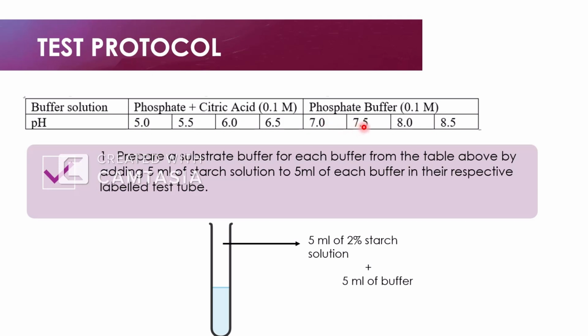For test tube 6, we have 5 ml of 2% starch solution plus 5 ml of our 0.1 molar phosphate buffer of pH 7.5. For test tube 7, we have 5 ml of the 2% starch solution and 5 ml of our 0.1 molar phosphate buffer of pH 8.0. And for test tube 8, we have 5 ml of the 2% starch solution plus 5 ml of our 0.1 molar phosphate buffer of pH 8.5. What we have to note is that this diagram represents each of the test tubes containing our substrate, which is the 2% starch solution, and each buffer at the different pH values.